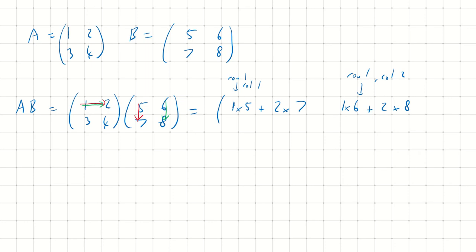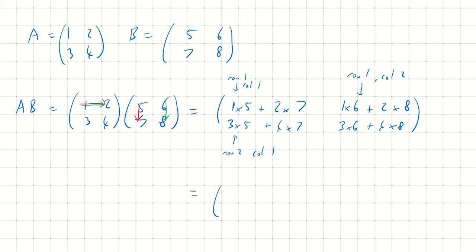Now I've done the first row of A with each column of B. I do the same for the second row of A. So now I do row 2, column 1. That would be 3 times 5 plus 4 times 7. And I do row 2, column 2. So it's 3 times 6 plus 4 times 8. Now I just work out all of these numbers for my final matrix.